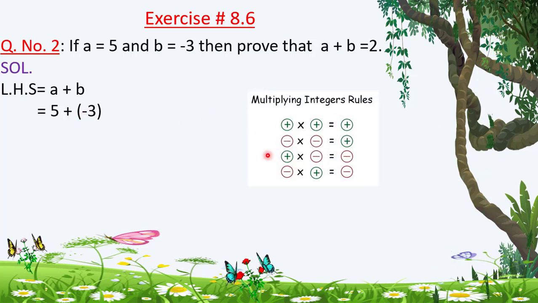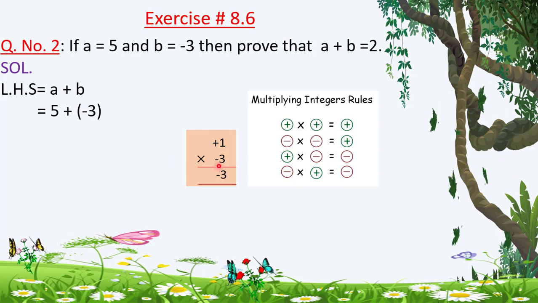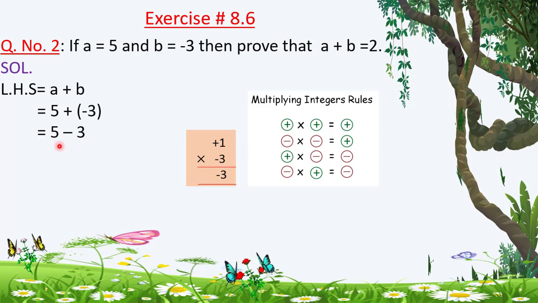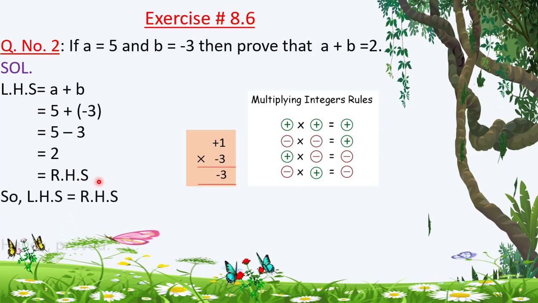Now here you have to use the multiplication of integers rule, that is, the product of a positive and negative integer is negative. We will remove the bracket by multiplying the plus sign with minus 3, or you may say that we have to multiply plus 1 by minus 3. In this way, we will get minus 3. After removing the brackets, we will get here minus 3. Now 5 minus 3 will become plus 2, or just 2, which is equal to right hand side. So now you can observe that left hand side is equal to right hand side. Hence proved.